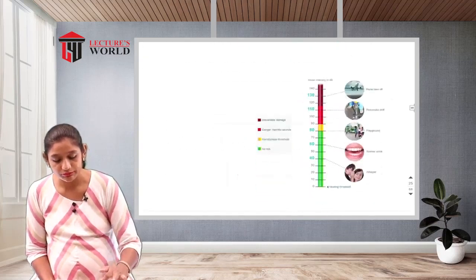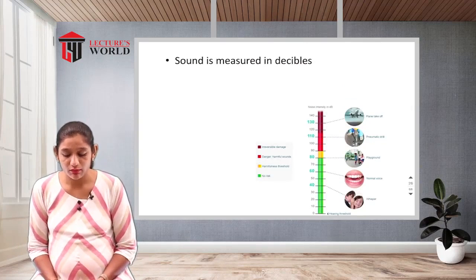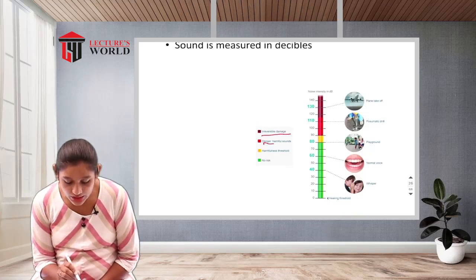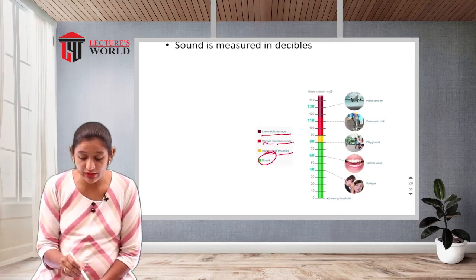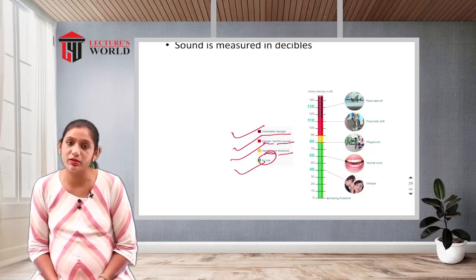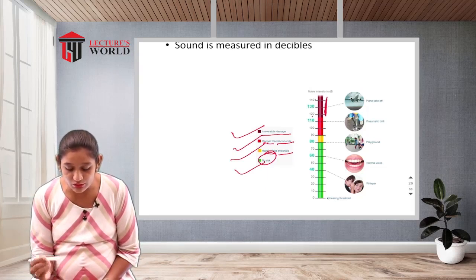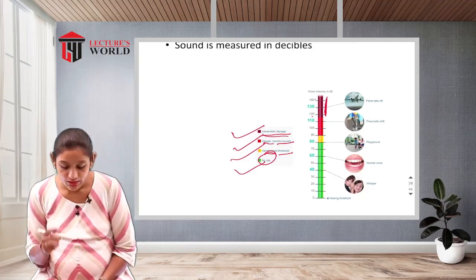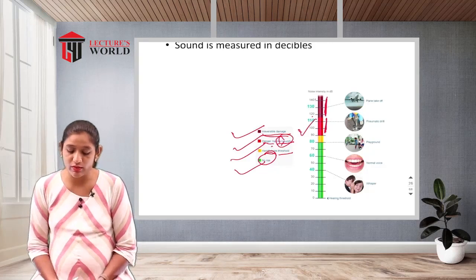Right. Next one. Sound is measured in decibels. Sound is always measured in decibels. Here we have irreversible damage, danger, harmful sound, harmless, threshold, and no risk. Here we are using colors to differentiate the sounds and their effect on human beings. Let's talk about the first one, this color. This range is 120 to 140. This is irreversible damage. The yellow range is danger, harmful sound.